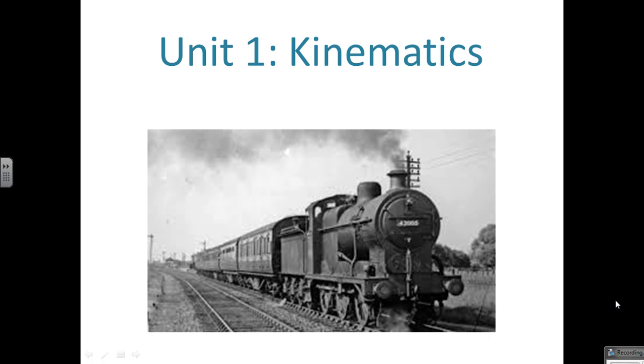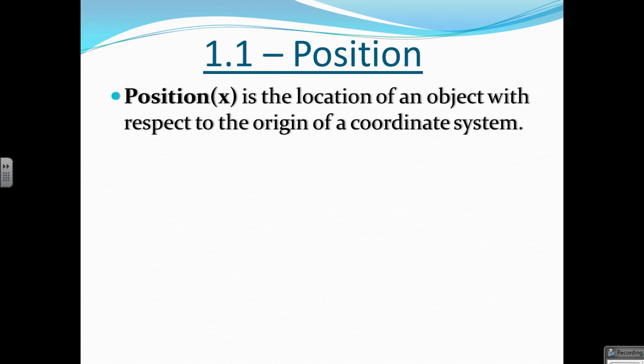Hello, welcome to AP Physics C, video number 1. Today we're going to be talking about one-dimensional kinematics. And we're going to start by talking about position.